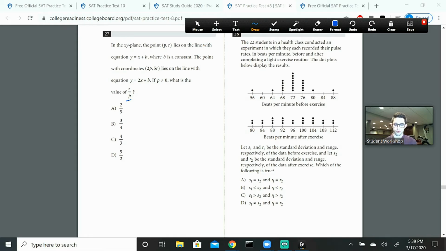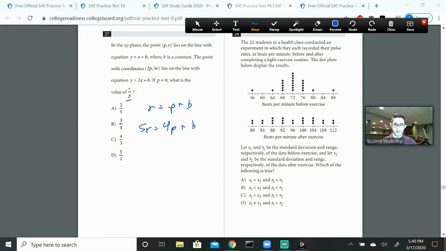We can see it's some sort of fraction. So in order to at least get started, I'm going to take these points that were given and plug them into their equations. So r is y, p is x, so r equals p plus b. And then we can do the same thing, 5r equals 2 times 2p, so 4p, also plus b. Rewrite that first one so it's actually legible.